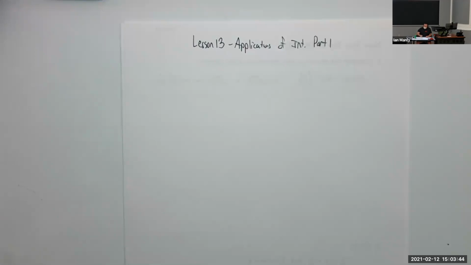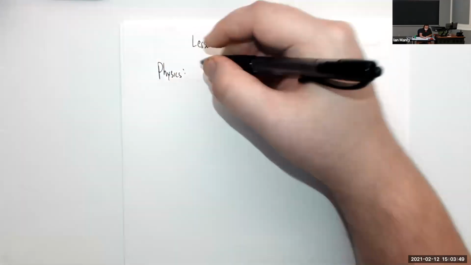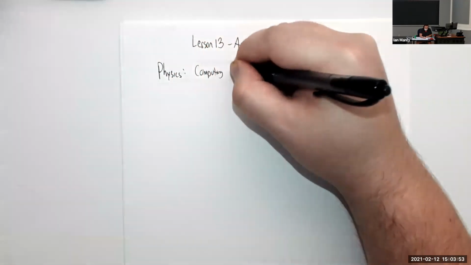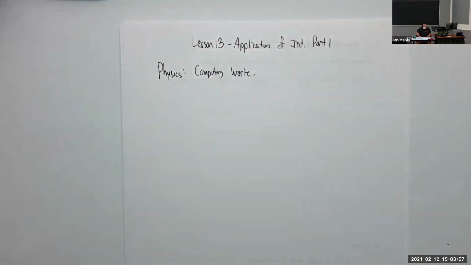All right, so what we're going to do for our physics application is computing work. So loosely speaking, work is the amount of energy a force expends in order to move an object a particular distance. Does anyone happen to know the formula for work?